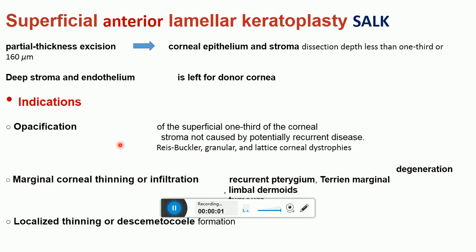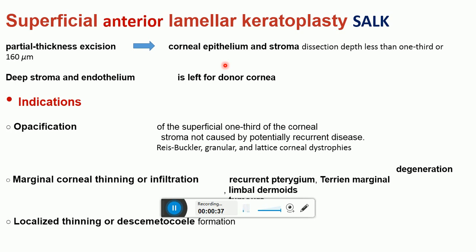The next type of keratoplasty is superficial lamellar keratoplasty. This involves partial thickness excision of the corneal epithelium and stroma, so that the endothelium and part of the deep stroma are left behind as a bed for appropriately partial thickness donor cornea. The area grafted depends on the extent of the disease process to be addressed.